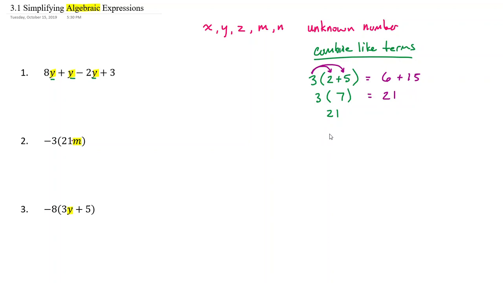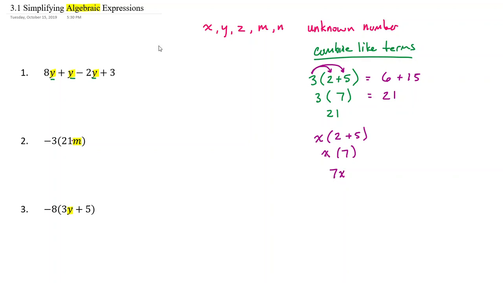Well, what if the 3 wasn't a 3? What if it was an unknown number? What if it was x? X times 2 plus 5. Well, order of operations, I would still do 2 plus 5, which is 7, and then multiply that times x, and we know that the way we write multiplication with a variable is just the number first and then the variable, and we mean times, so 7x.